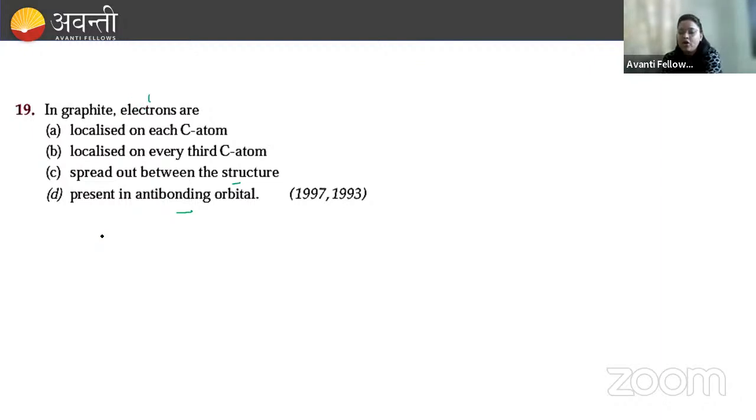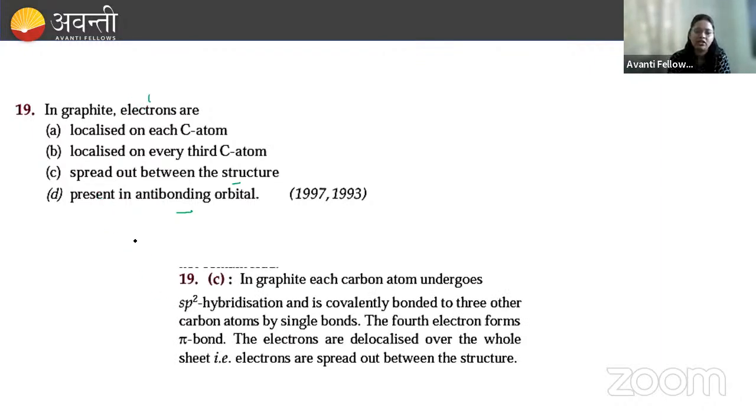Okay, so when we talk about the structure of graphite, each carbon atom present in the graphite undergoes sp2 hybridization, and is covalently bonded to 3 other carbon atoms by using a single bond. So here sp2 hybridization is present, and the 3 other carbon atoms are attached with a single bond. Okay, the fourth electron forms the pi bond.